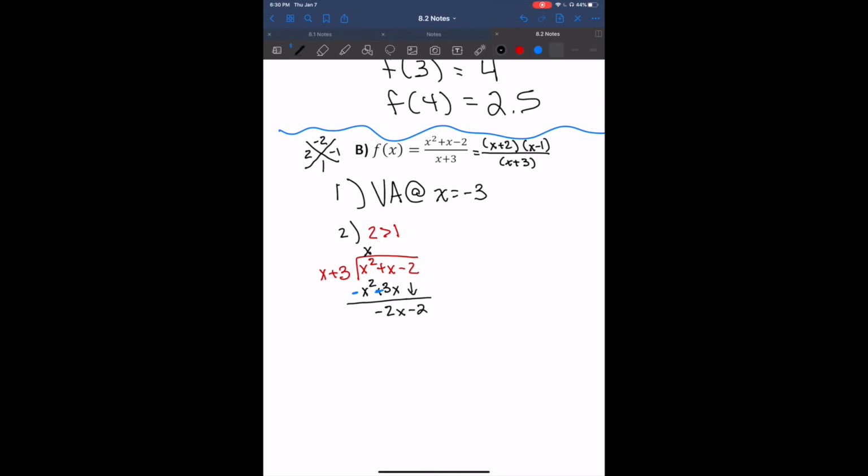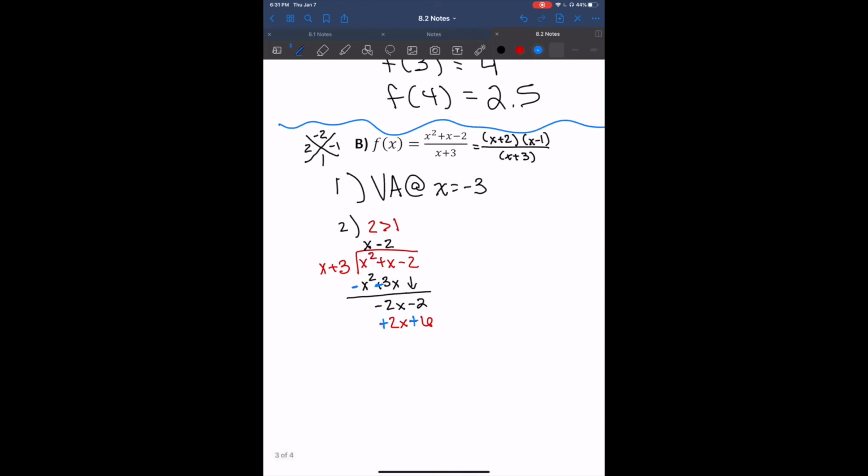Again, divide negative 2x by x, and we get negative 2. Multiply, negative 2 times x is negative 2x minus 6. Change our signs, and we get positive 4 as a remainder. Our remainder does not matter. Remember, all we're looking for is the quotient here. So we have a slant asymptote at y equals x minus 2.